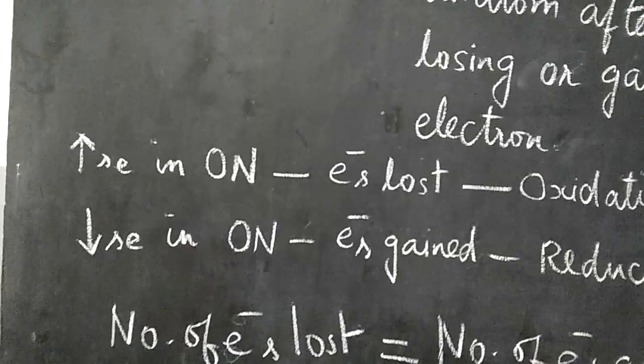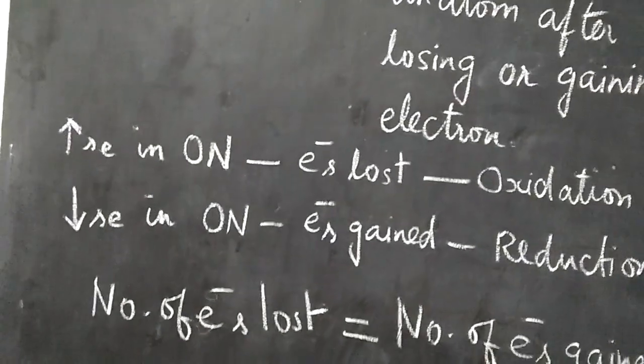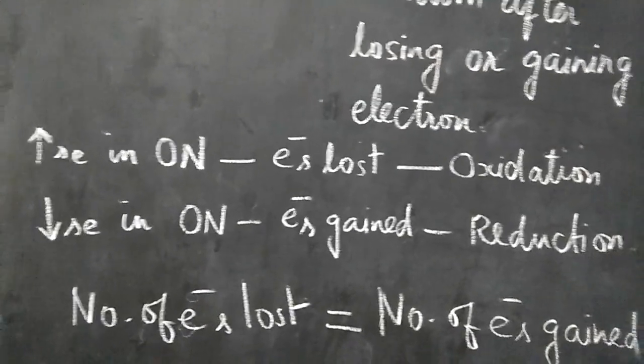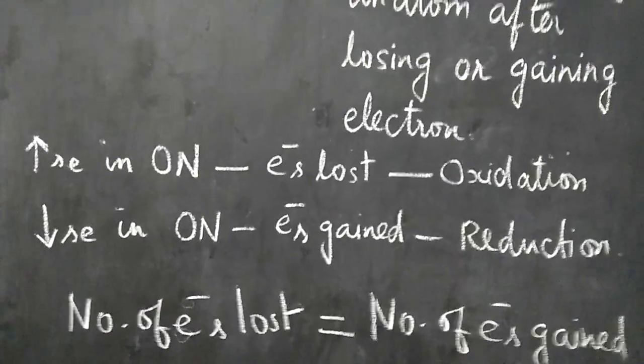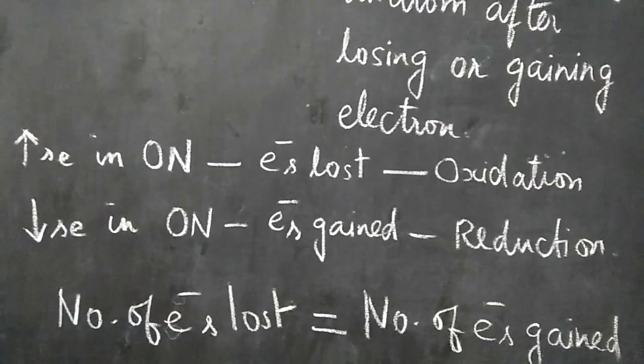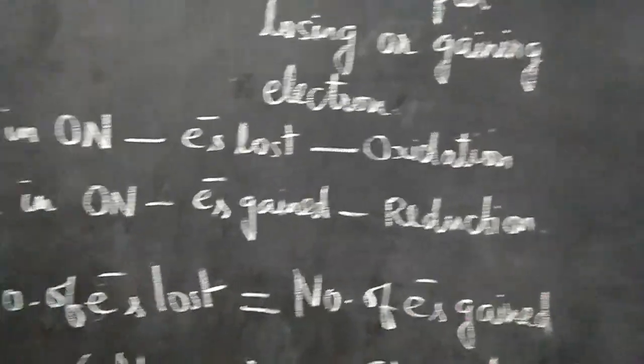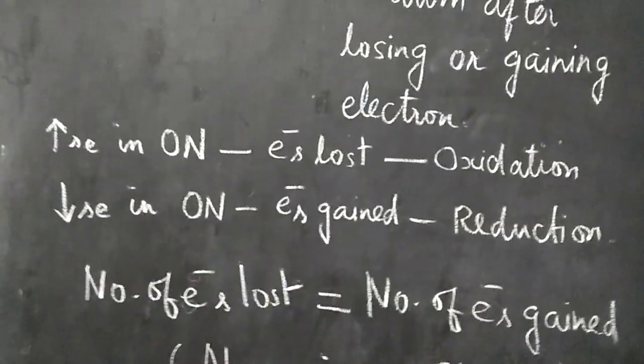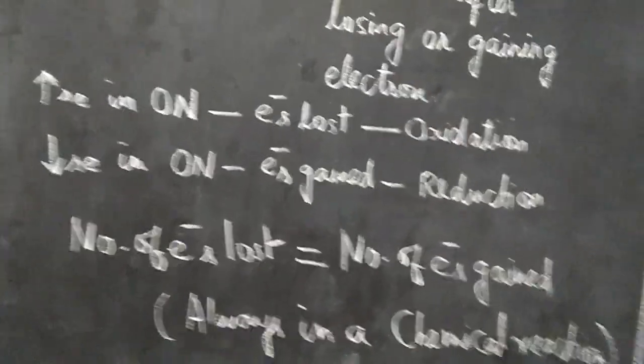Whenever there is a decrease in oxidation number during a reaction, that means the oxidation number is reduced. Why? Because the negative charge is gained. Electrons are gained by that element or atom. Then it is called reduction. Okay. So oxidation is accompanied by an increase in oxidation number. Reduction is accompanied by a decrease in oxidation number.